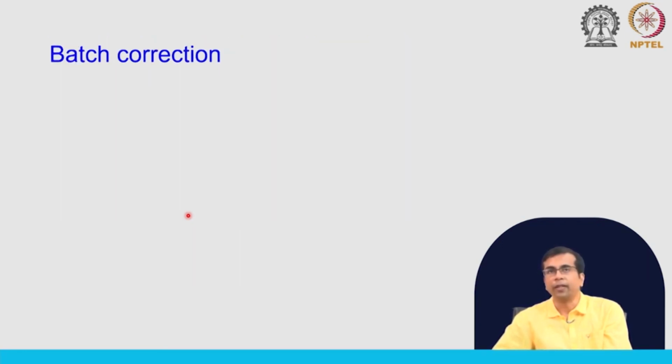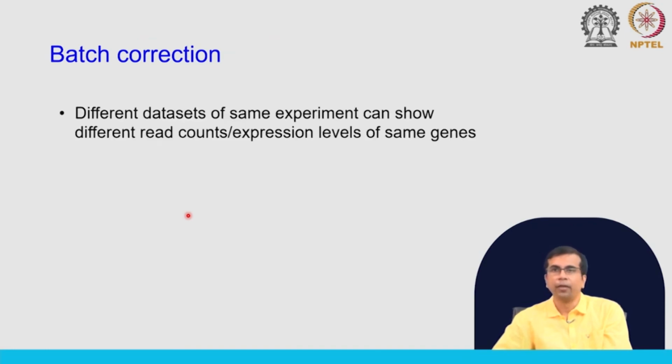Okay. So, one final thing that I wanted to discuss is something called batch correction. What happens is when you want to combine different data sets of the same experiments, they can show different read counts and expression levels of the same genes, and this is something that we very often see.